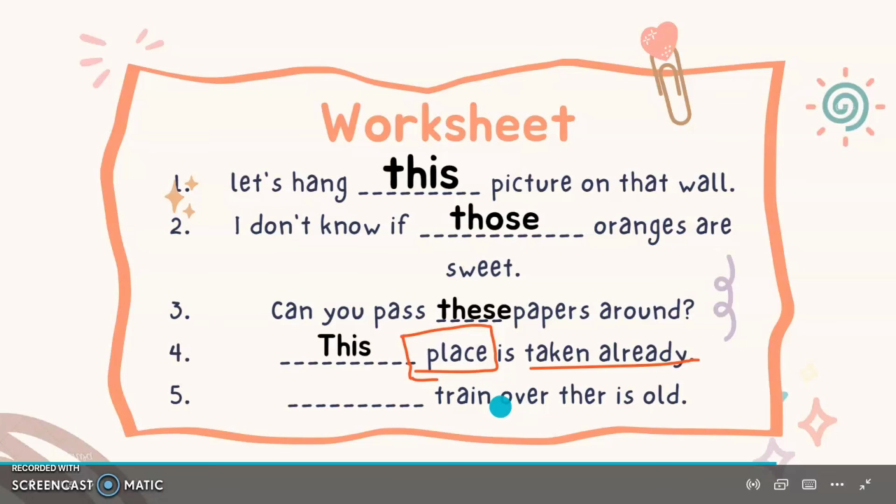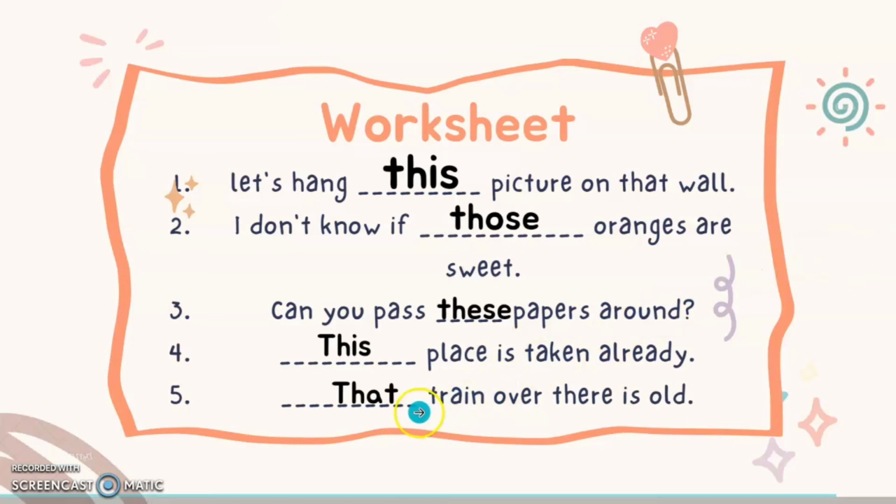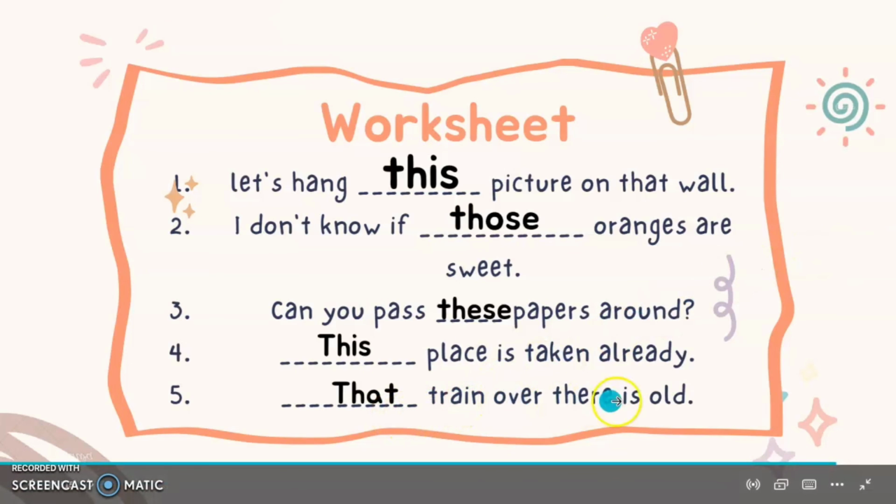Next is, "The blank train over there is old." Our answer here is "that." Why we use "that"? Kasi our object here is train, which is a singular form. Ang ating choice na lang ay "this" and "that," kaya ang ating gagamitin ay "that" kasi "over there," ibig sabihin malayo sa speaker yung train. He is describing the train that is old, that is far away from the speaker. Okay?